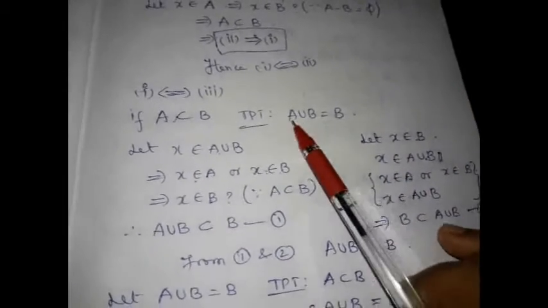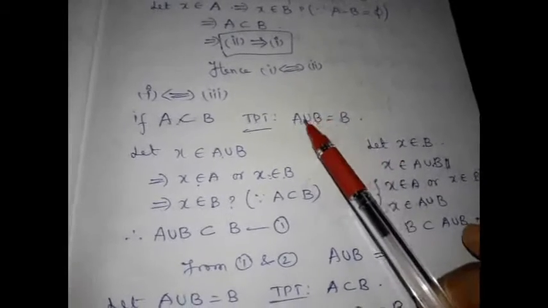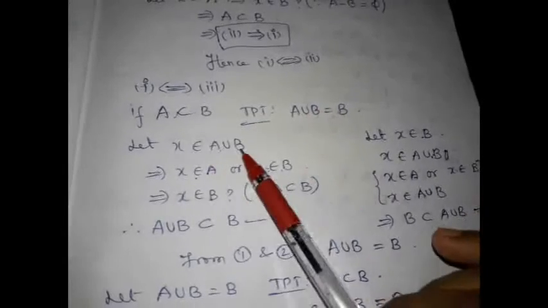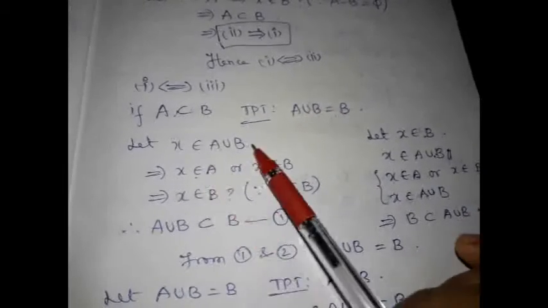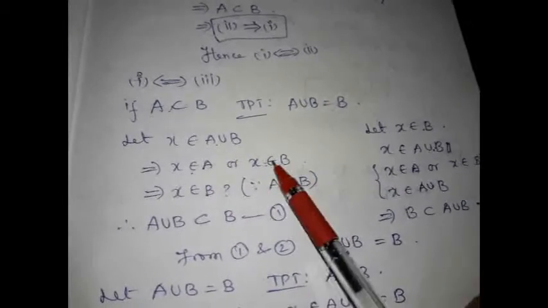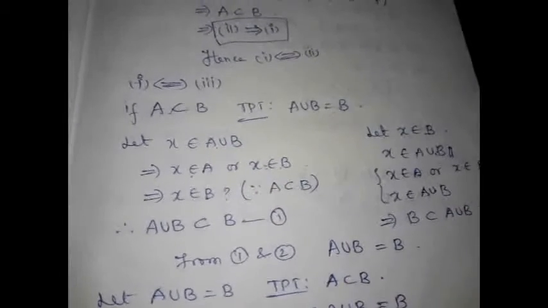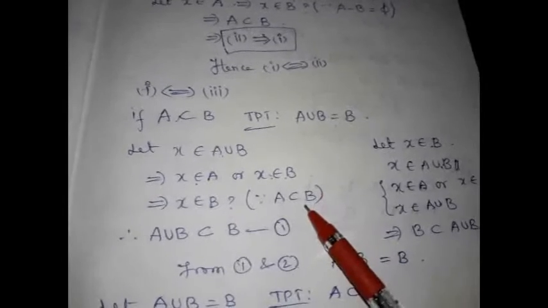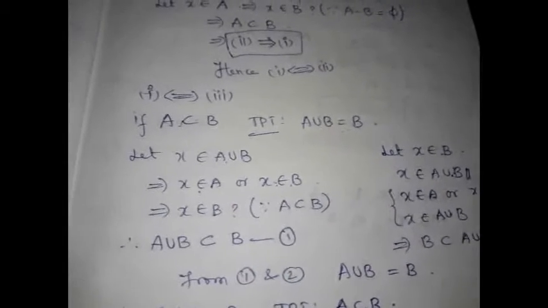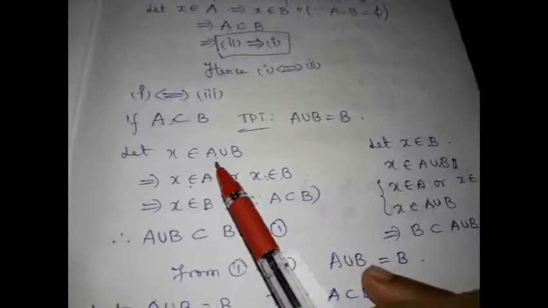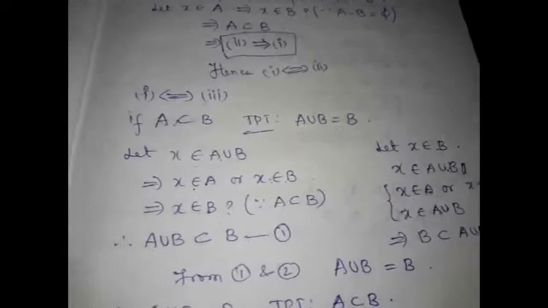Here also we need to prove A union B is equal to B. So first we need to prove this is a subset of this and this is a subset of this. To start with, we have taken an element from here. By definition, this belongs to A or this belongs to B. If it belongs to B, automatically A union B will become a subset of B. But if it belongs to A, then what will happen? This directly implies X belongs to B because the given condition is A is a subset of B. Right? Therefore, we got A union B is a subset of B.